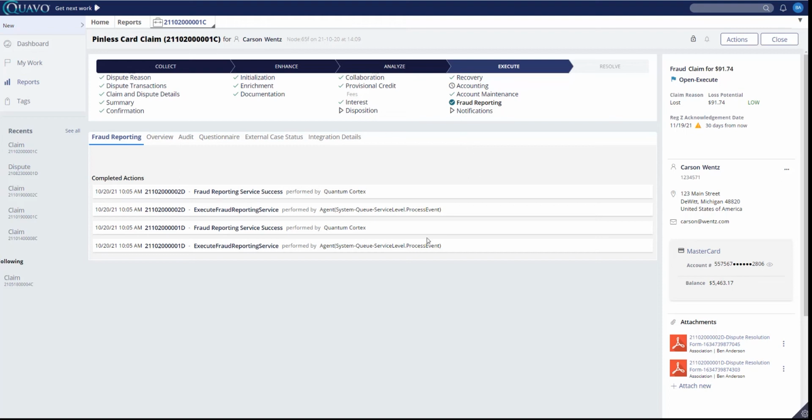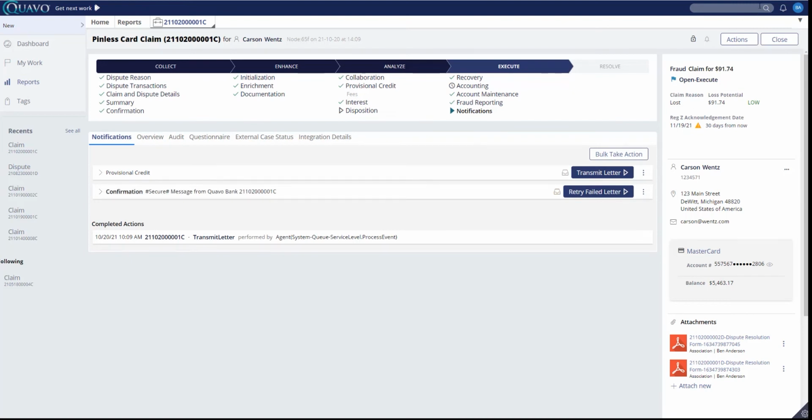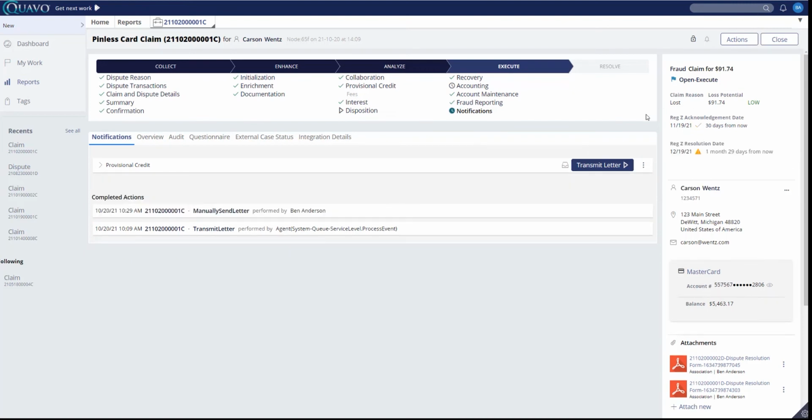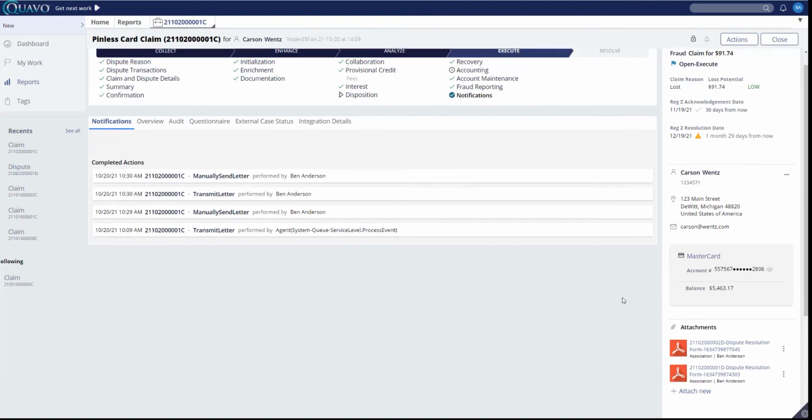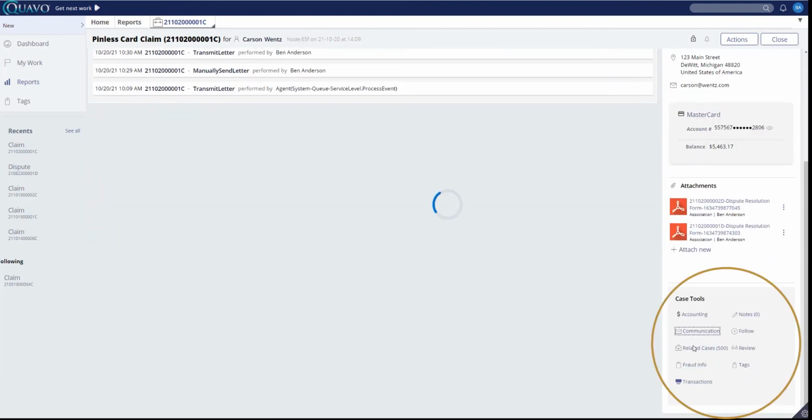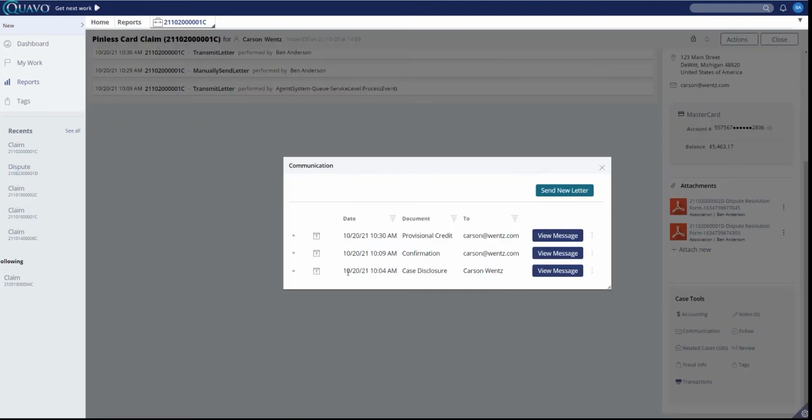Lastly, we have the notification step. This step is used to track the sending of correspondence to our cardholder. This involves both email and mail being sent. Additionally, in the case tools in the lower right-hand corner, we have the communication hub.